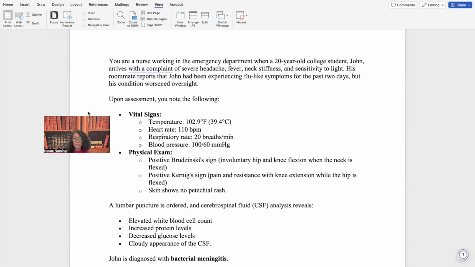Antipyretics, like I said, because the patient's going to have a high fever, we need to bring that temperature down. And of course, IV fluids. We want to avoid hypovolemia in the patient. So those are going to be the top drugs you expect to be administered to this type of patient.